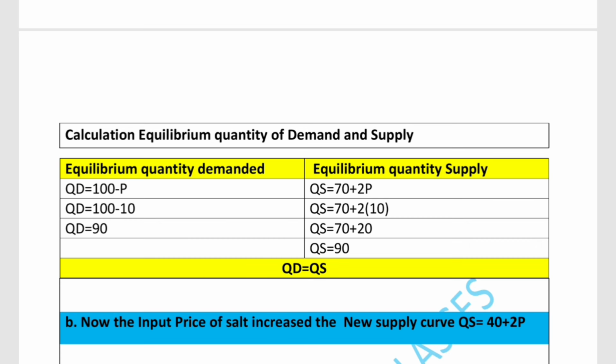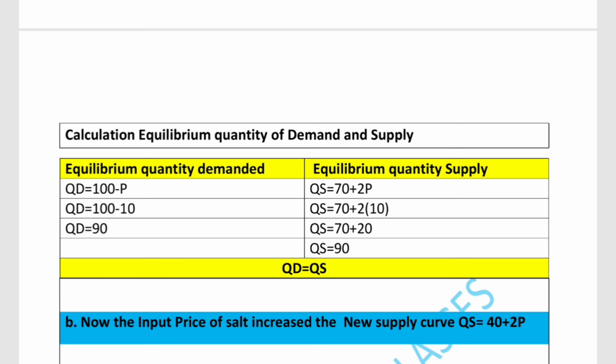So 100 minus 10, so QD is equal to 90. Okay, now we are going to calculate the equilibrium quantity of supply. QS is equal to 70 plus 2P, as given in the supply equation. In place of P we are going to write 10 in the bracket.